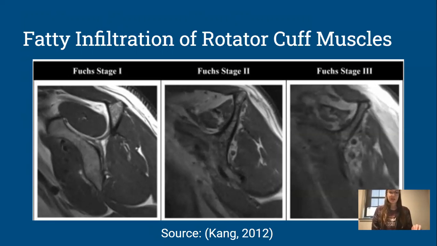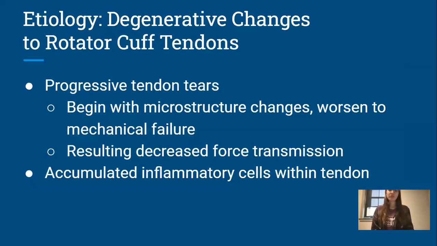So in Fuchs stage 1, which is on the leftmost image, there is minimal or no fat deposited. In stage 2, in the middle, there are a moderate amount of fatty streaks within the muscle, but at this stage, there's still proportionally more muscle than fat. But then in Fuchs stage 3, all the way on the right, there is a severe fatty infiltration of the rotator cuff, and there's either equal amounts of muscle and fat or a greater amount of fat than there is muscle. The tendons of the rotator cuff also undergo degeneration.